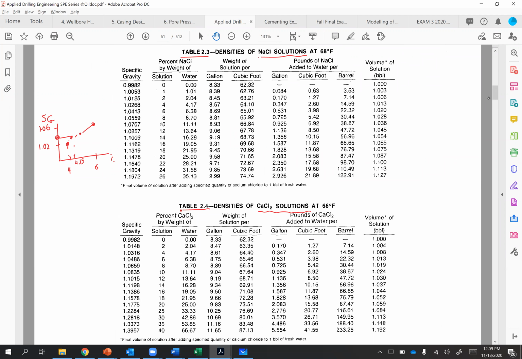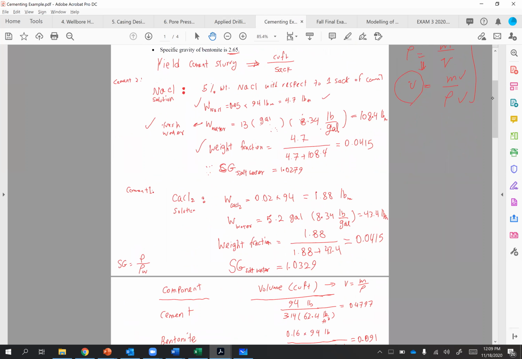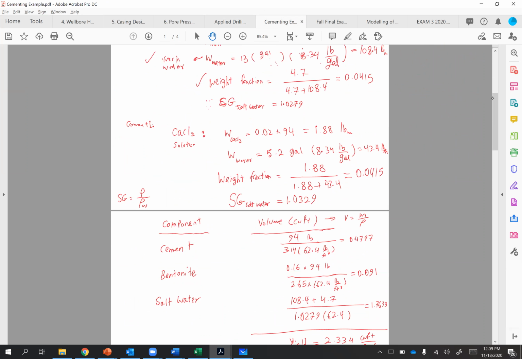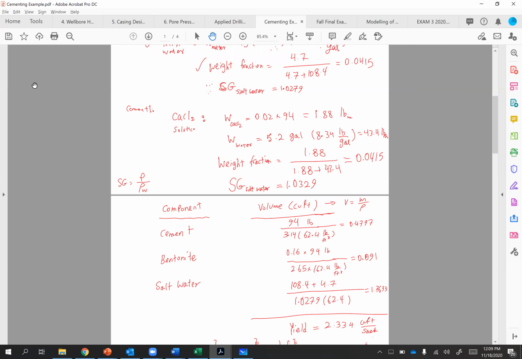If the number is exactly there, you can just write the number, or if it's 5%, let's say, you have to interpolate between these two to get that value. So it's a specific gravity, and you calculate the specific gravity of that solution. So you have the specific gravity of your salt water, bentonite, and cement. You can calculate the volume using this equation, mass per density.